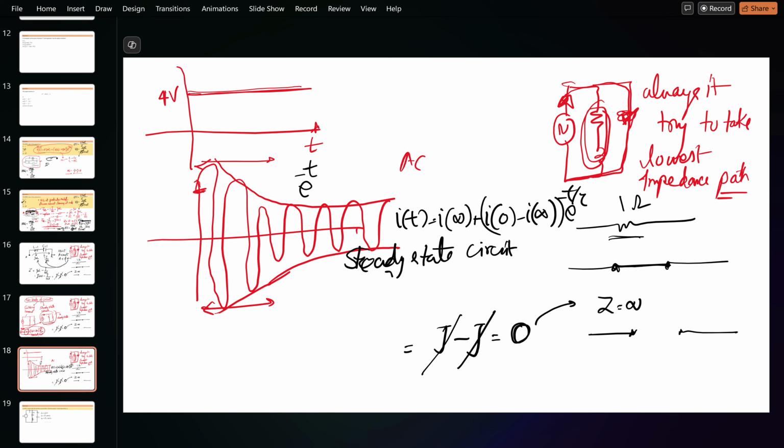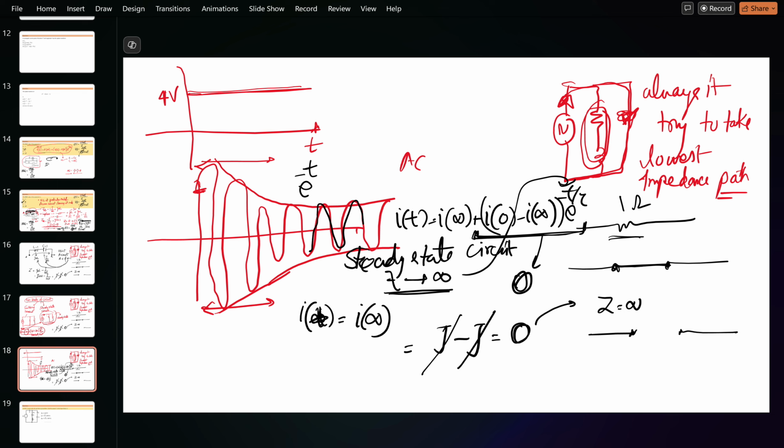Steady state circuit means when the time tends to infinity. If you tend the time to infinity, I(t) will become simply I infinity only. And when you put infinity here, this e to the power minus t by tau term will become 0 basically. So it means it has already damped down those oscillations and came to the steady state, where we can see that there is a pure sinusoidal term. No e to the power minus t, no dropping down of the voltages in the sinusoid. Getting my point?